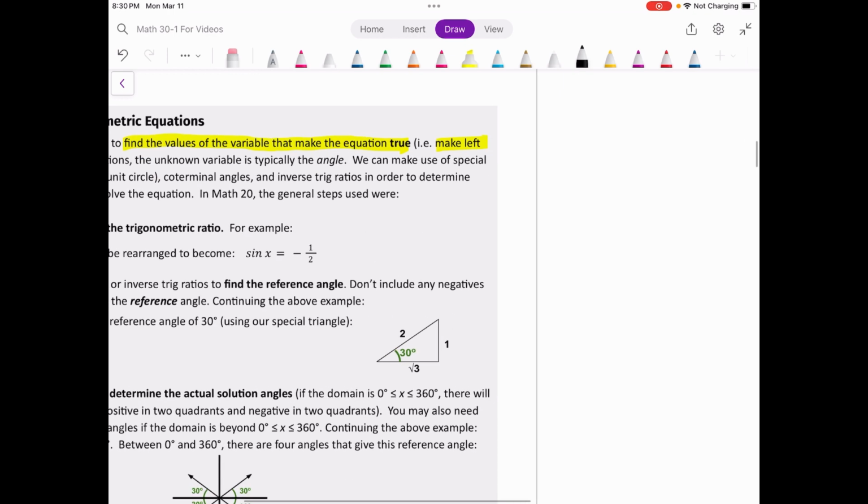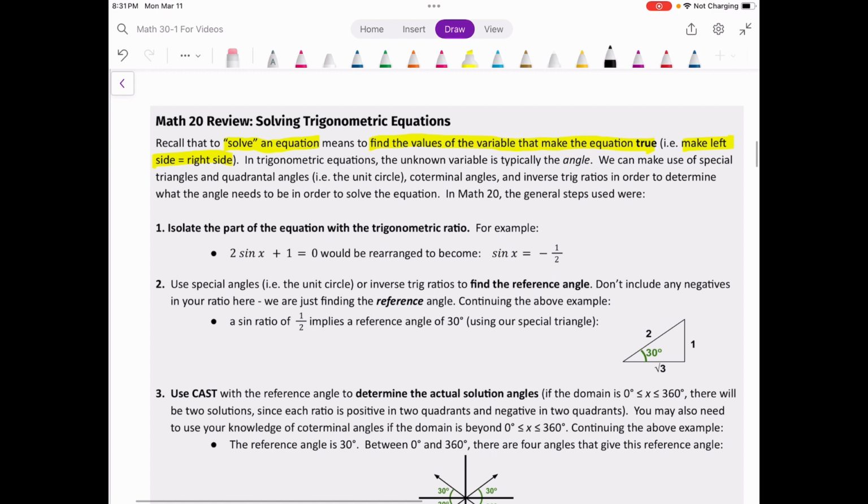To solve 2 plus x equals 7, what we're saying is 2 plus some mystery number equals 7. And we can figure out through some algebra, or even just by thinking about it, that x would need to be 5. We've solved the equation because that's the value of x that would make this equation true. It would make the left side equal the right side. So that's what it means to solve an equation.